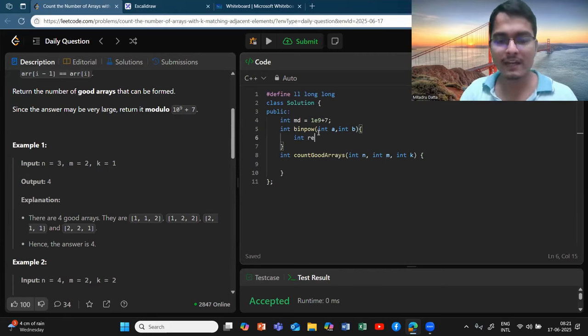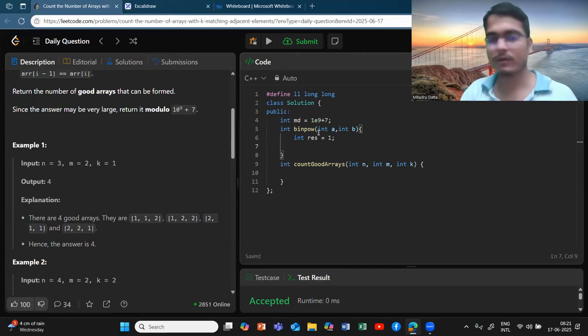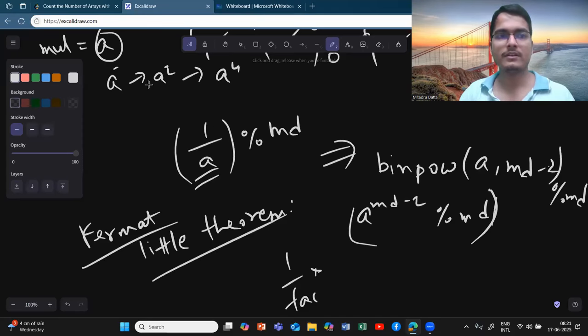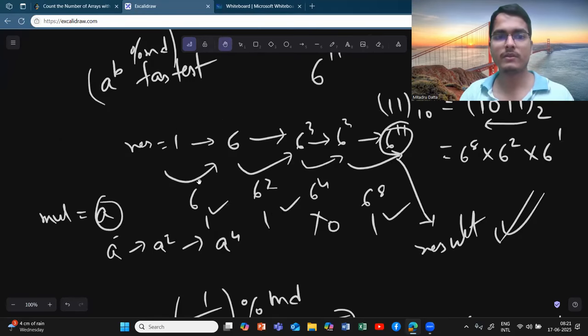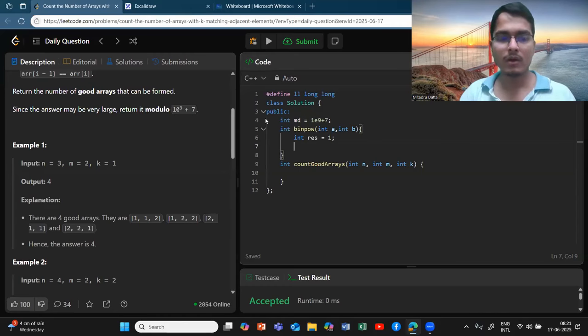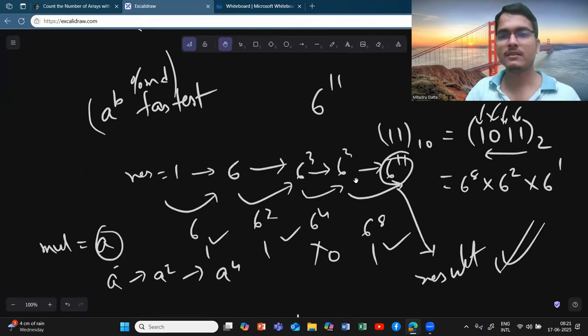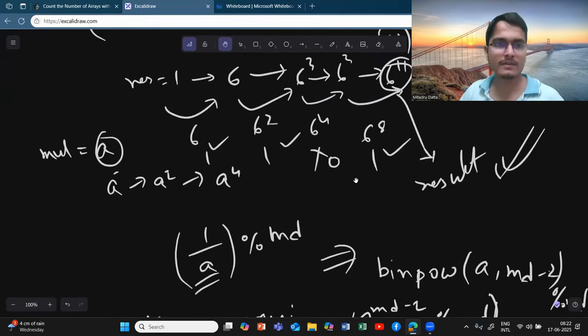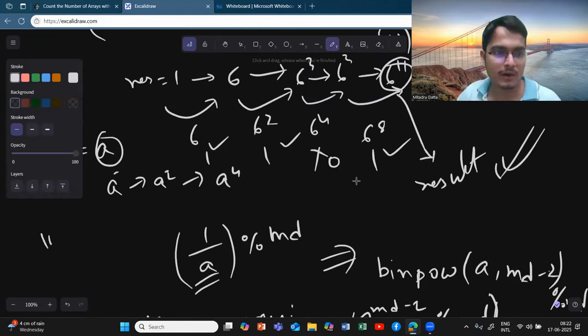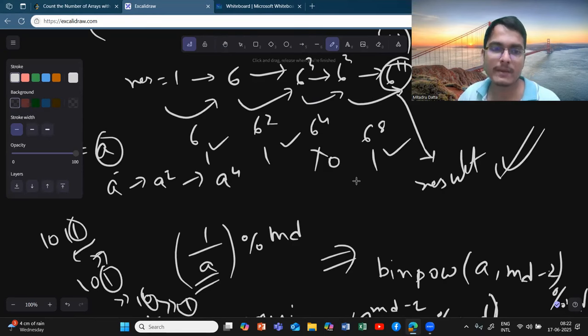As I told you, I will initialize a result with 1. Now, while b is true, I will right shift the bits of b. What do I mean by this? My b was something like 1011, and I am iterating through these bits. At first I check the last bit, then I right shift it, I get 101. Then again I check the last bit, and again I right shift it, I get 10. Then again I right shift it. So in every step I'm right shifting the bits.